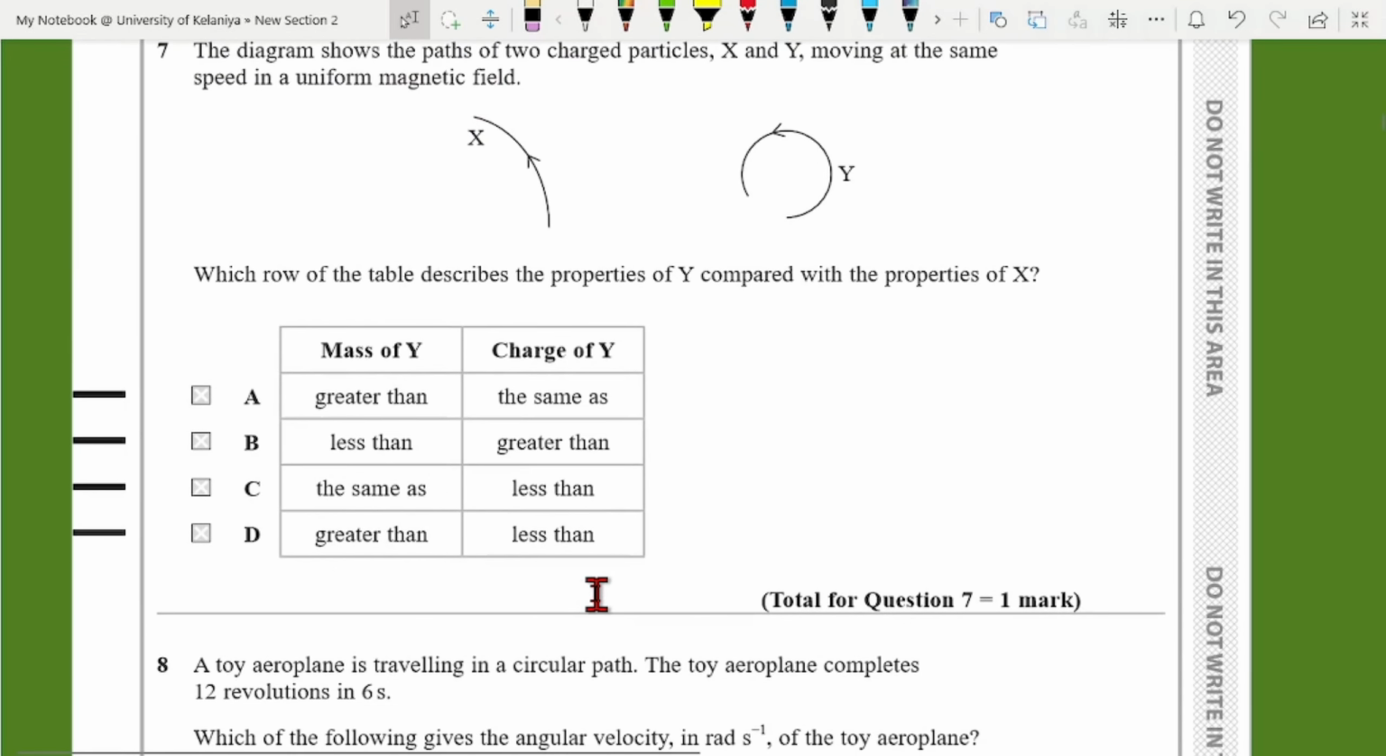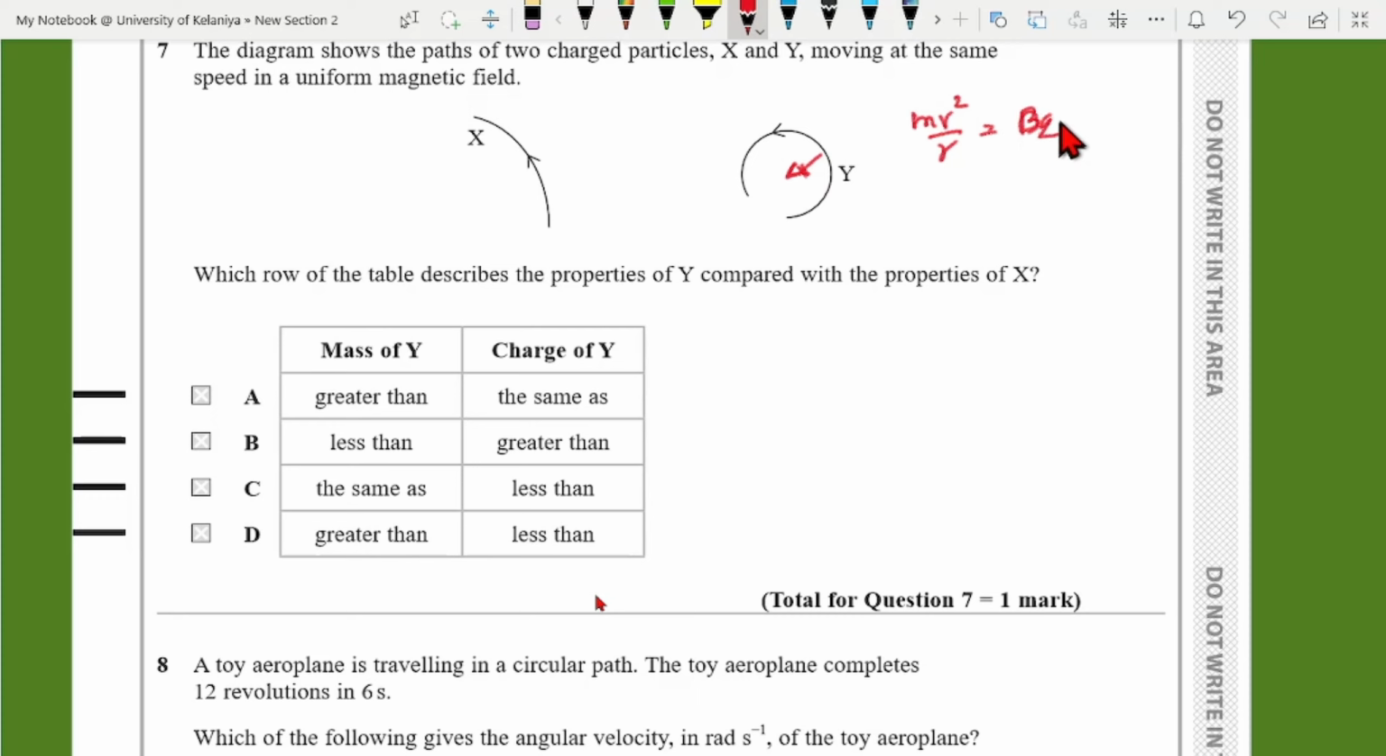Here, the diagram shows the path of two charged particles, X and Y, moving at the same speed in a uniform magnetic field, right? Which row of the table describes the properties of Y compared with the properties of X? Right. I hope you remember this equation. If I just derived it, it is mv squared over r for the centripetal force acting on the particle, and that is equal to what? The magnetic force due to the charge of the particle.